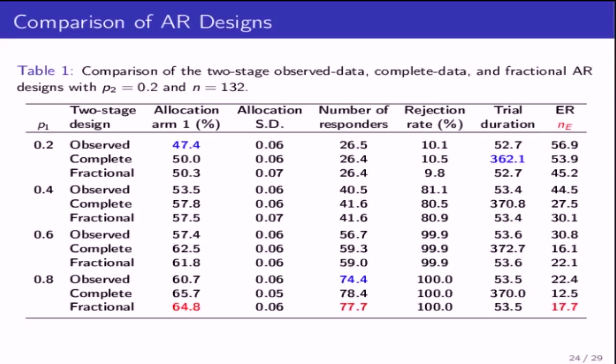We basically have similar allocation percentage as the complete data, about 50%. The allocation standard deviation is similar. The number of responders are similar too. So that's one thing I want to emphasize. If you look at the last three rows, where P2 equals 0.8, then you look at the allocation percentage to arm 1. You see the number in red. Again, this is happening because the observed data thinks arm 2 is better.